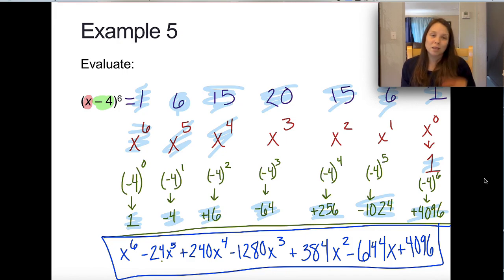So, though this process can seem a little bit intense, it would be much more intense if we were taking x minus 4 times itself 6 times, and it would be really easy to make small mistakes. This expedites the process, and it makes us less likely to make those small mistakes because we're dealing with smaller pieces at a time versus everything at once.